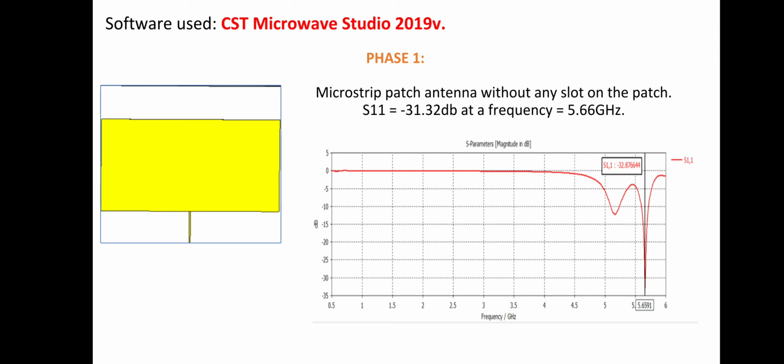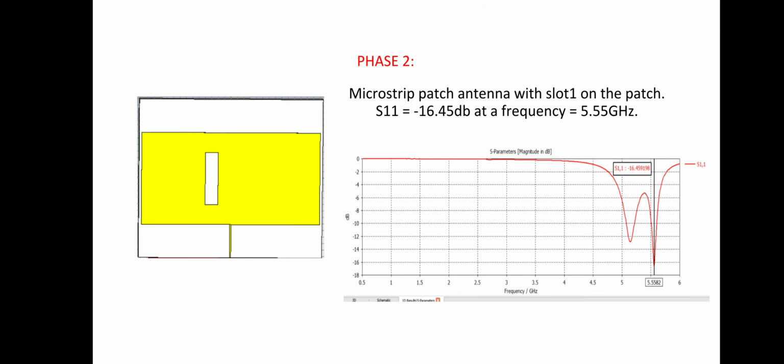We have used CST Microwave Studio 2019 as the software to design this microstrip patch antenna. In the first phase, we attached the microstrip to a ground plane without any slot on the patch. We observed an S11 of minus 31.32 dB at a frequency of 5.66 GHz, which is not suitable. So we introduced a rectangular slot, which yields an S11 of minus 16.45 dB at a frequency of 5.55 GHz, which is better than the previous one.